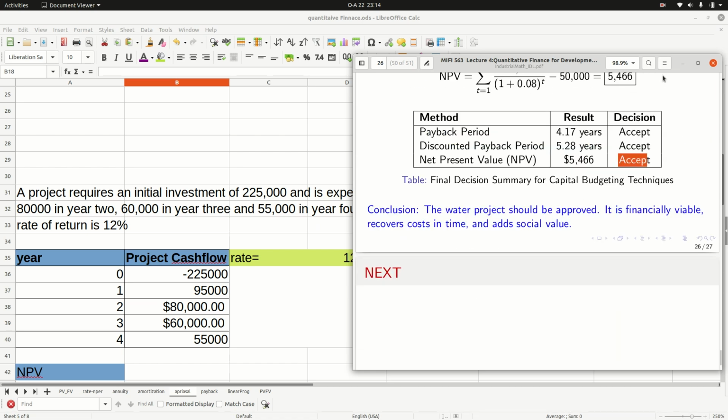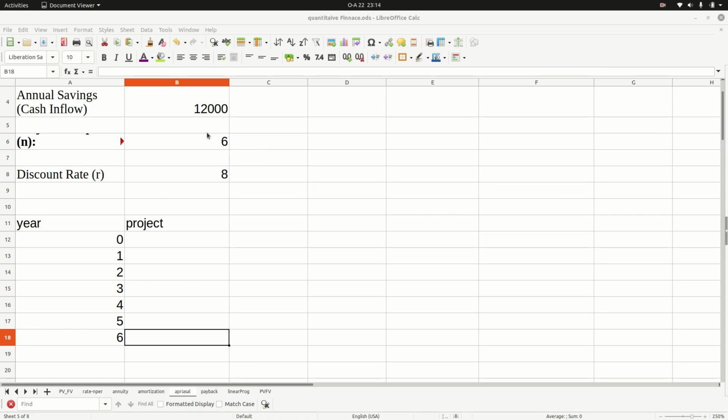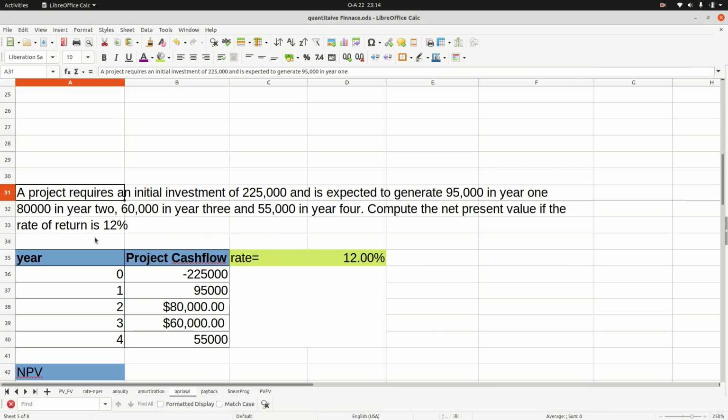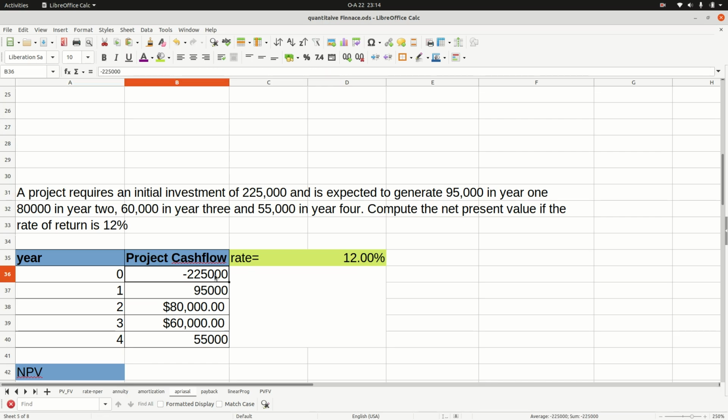Okay, so that's what we do. Before we solve the main question in the slide, I want to take you through some examples here. It says that a project requires an initial investment of 22,225,000. Because it's an investment, it's a cash out, so it's a negative number here. And then it is expected to generate 95,000 in year 1, in year 2 is 80,000, year 3 is 60,000, and year 4 55,000. It says compute the net present value if the return is 12%.